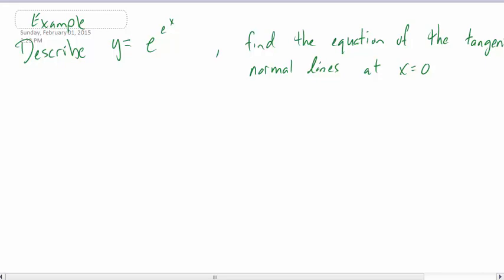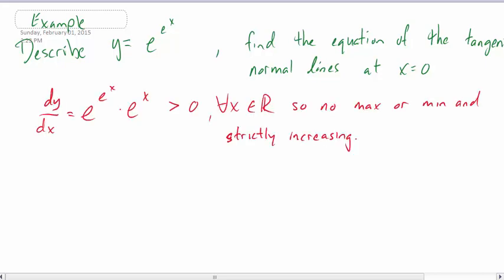All right, another example. We have the function y equals e to the x. I want to describe that, and I also want to find the equations of the tangent and normal lines at x equals 0. So in other words, describe it. Tell me, is it increasing, decreasing, concave up, concave down, that sort of thing. So I want you to pause the video and see if you can come up with a description for this. Then restart it and see if your description agrees with mine.